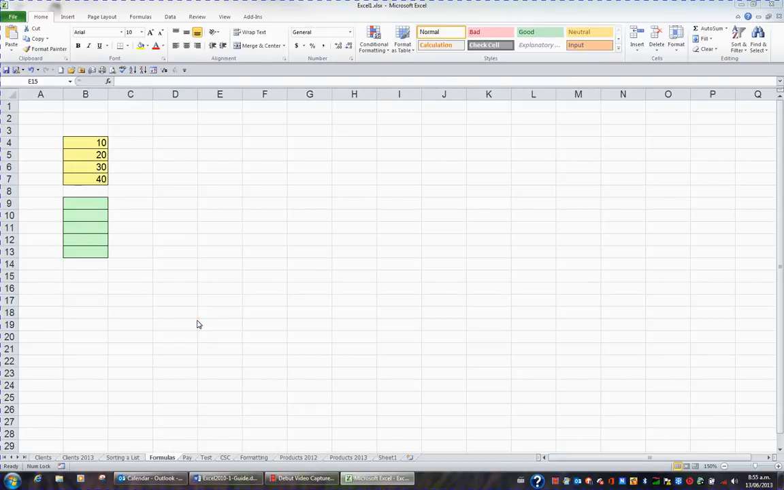The biggest strength of a spreadsheet is its ability to calculate results. What I'd like to do now is enter a formula in the cell B9. Rule number 1 is click in the cell that's to display the answer, so I'm going to click in B9.